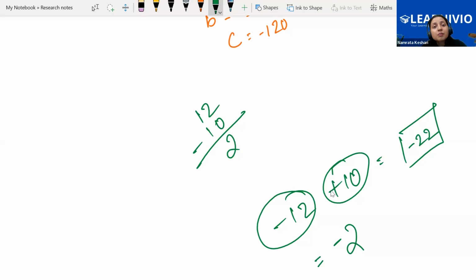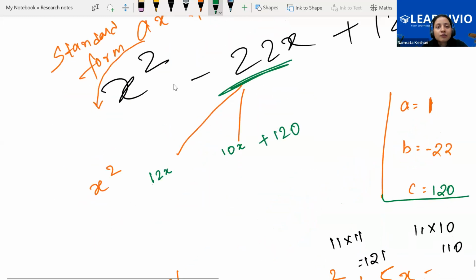We don't want to generate minus 2. Ma'am, can we take both as positive and negative? Both as negative will work, because when you take both as positive, you will generate plus 22x. We are having minus 22x. Yes, ma'am, both will be negative.